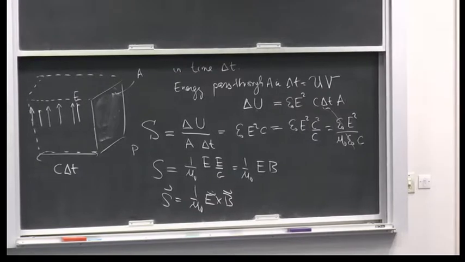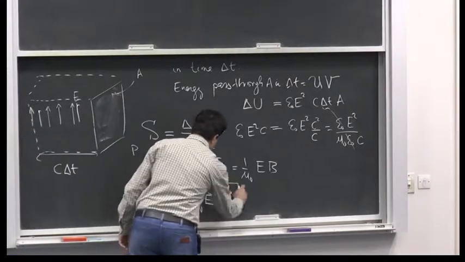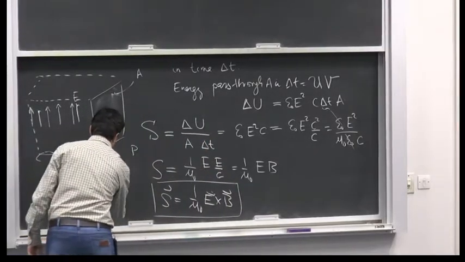What will the S vector be? Your propagation direction, that will be E cross B. So it makes sense that if the wave is propagating along E cross B, then its energy should also flow along E cross B. This vector is called the Poynting vector.